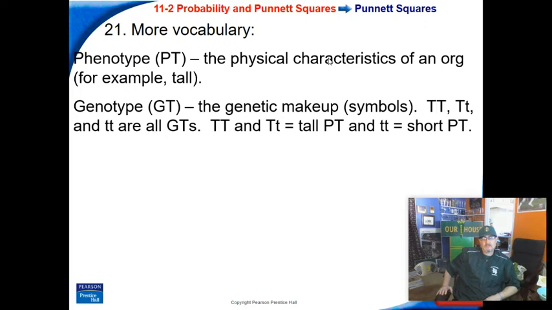So as you can see, more than one different type of genotype can express the same trait. Big T, big T and big T, little t are both going to express the same phenotype. Okay? Moving ahead.